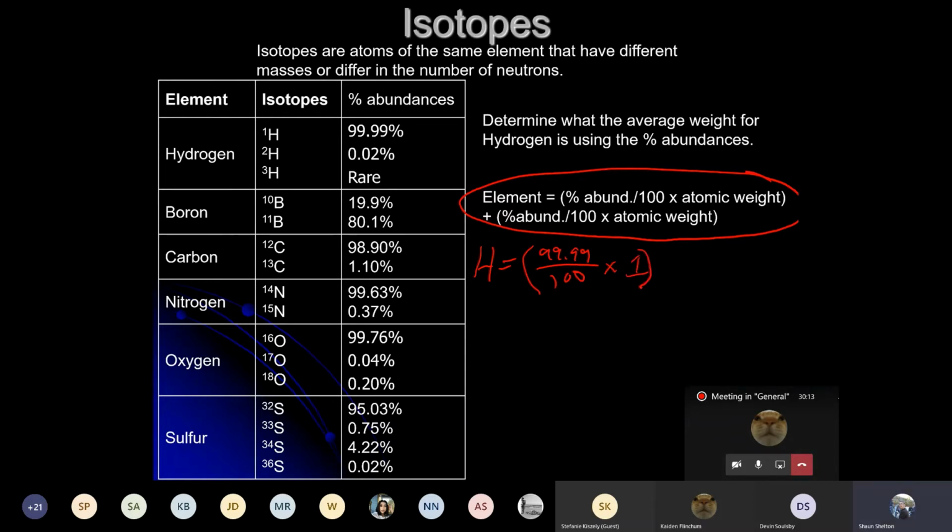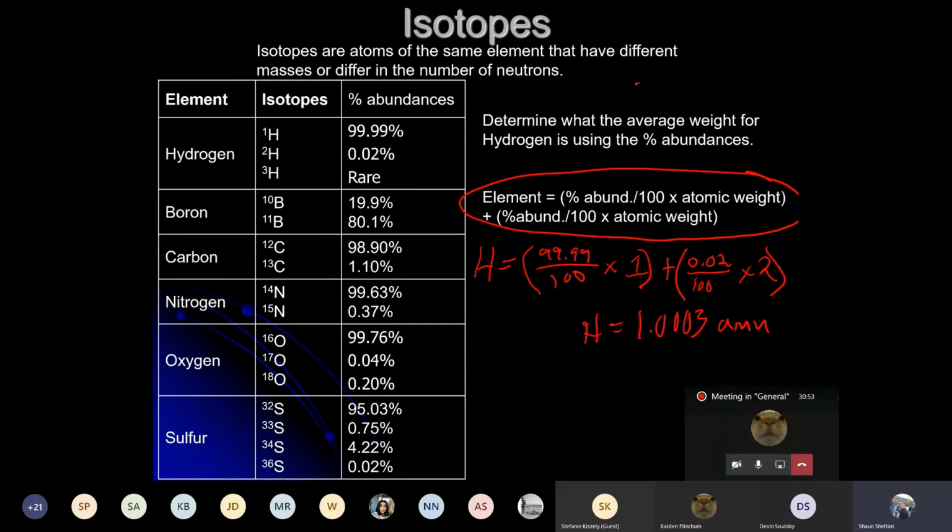Now, in this case, the isotope has a mass of 1. Now, that's the first isotope. Now we're going to look at the second isotope. The second isotope has a percent abundance of 0.02. We're going to divide that by 100, and we're going to multiply it by 2 because that's the mass number. So in your calculator, make sure you use parentheses here: 99.99 divided by 100 times 1 plus 0.02 divided by 100 times 2. So what we end up with is 1.0003.